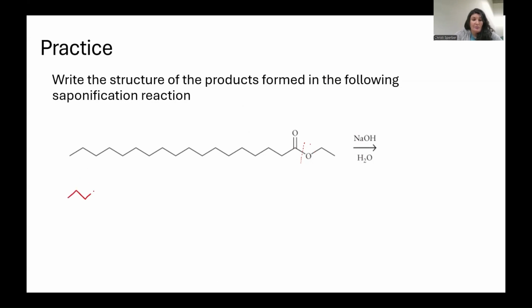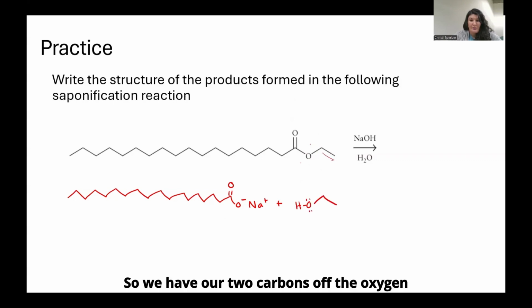So I'm going to just redraw this R group. We have our carboxylate salt, plus our alcohol group. Let me move that over a bit. So we have our 2 carbons off the oxygen group. We have 2 carbons, oxygen. This is our alcohol, and this is our carboxylate salt.